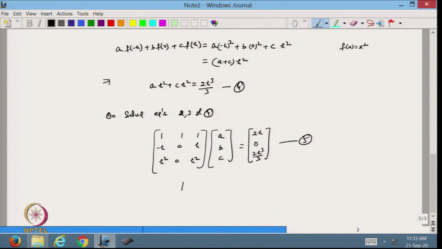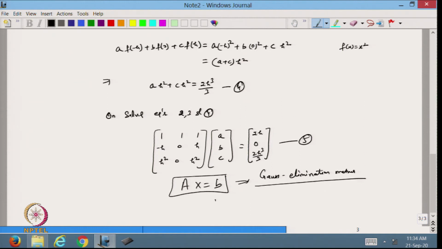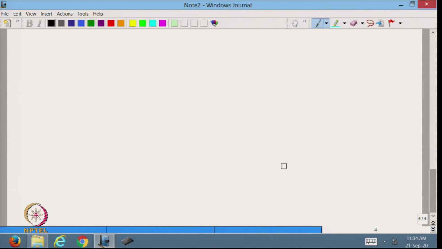So, this is a system of equations like Ax is equal to b, and we know that we can solve it using maybe Gauss elimination method. And then we can find out the solution. If we solve this one using the Gauss elimination or any method we have discussed, then from here I will get the value of a and c, that is h by 3, and b is coming 4h by 3. So, that is the value we got.